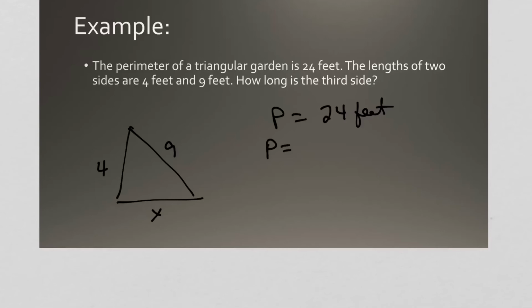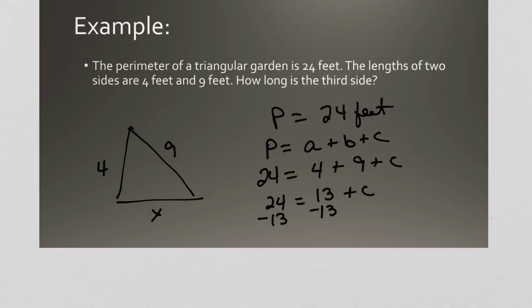So remember, perimeter is A plus B plus C on those sides. So my perimeter is 24. My first side is 4. And I don't know my last side. And to get C by itself, oops, that shouldn't be a plus. I'm going to subtract 13 from both sides. 24 minus 13 is 11. So my last side is 11. My iPad, sorry, is doing weird things right now. 11 feet.